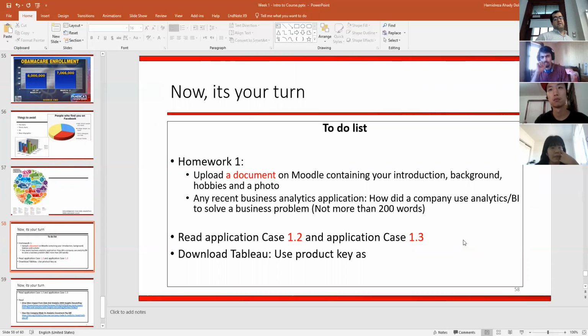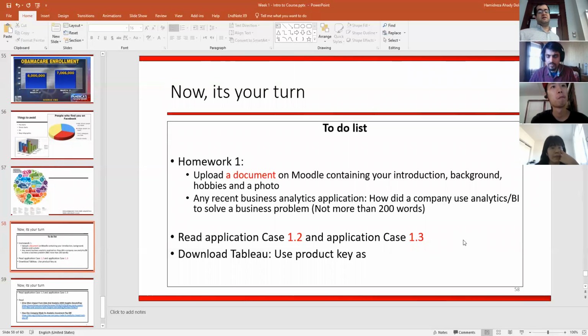Okay, so you have an assignment. Please read application 1.2 and 1.3 from your textbook. I give you no deadline for reading them because I know you might just order the textbook, so there is an open deadline for that part. But I need a document from you guys.